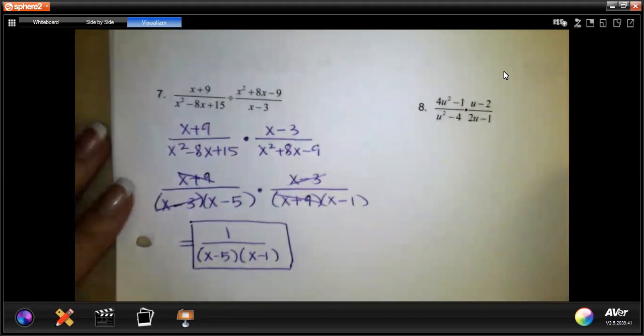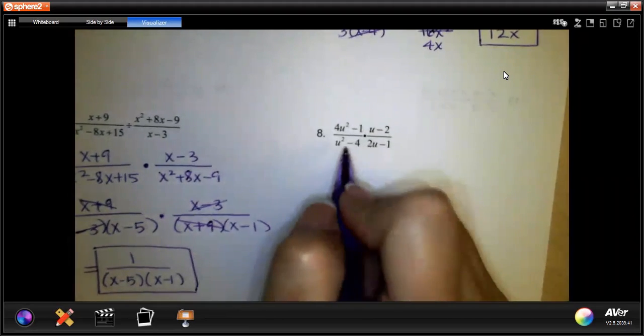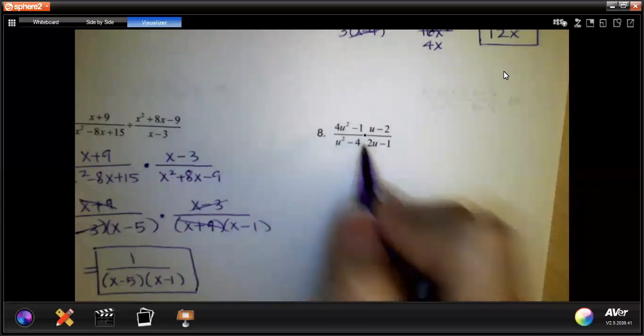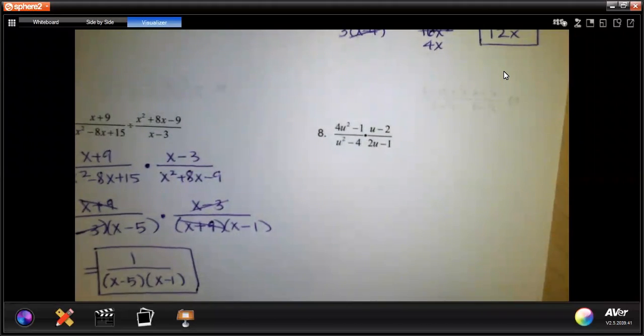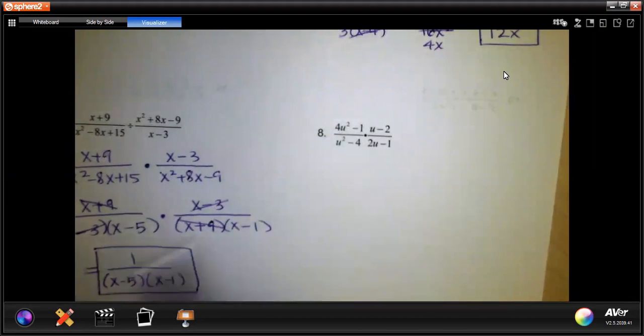All right, we'll do one more of those. This one is a multiplication. So I do not have to keep change flip. I keep this exactly the way it is since it is multiplication. My first step would be to factor. Now this is the difference of two squares, and this is the difference of two squares. So that's that pattern rule.